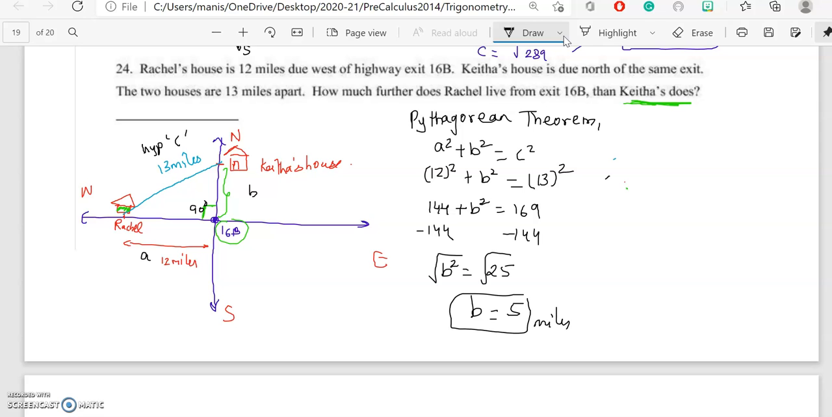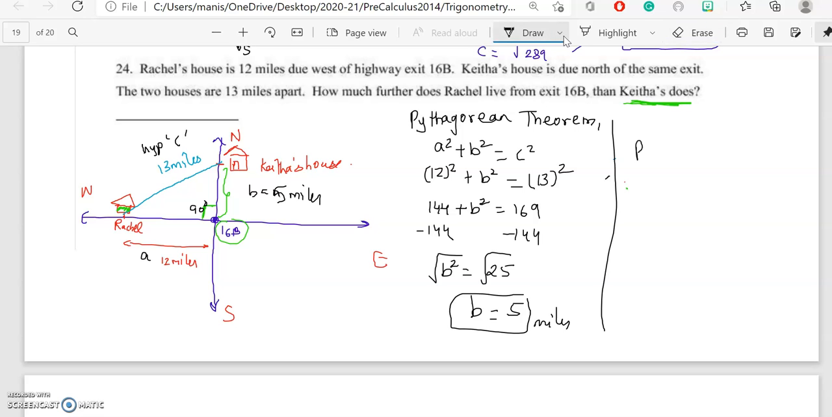So this is telling me what? This distance is 5 miles. Now the question says, how much further? As we can see, Rachel is at 12 miles. She is far away, like Keitha is from this place to this place. How much further does Rachel live from 16B? So we will subtract both the numbers. So we'll just write over here, Rachel's distance from 16B. I will just use the same language that they've used.